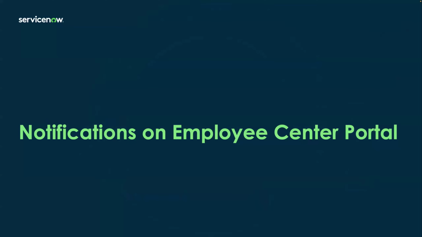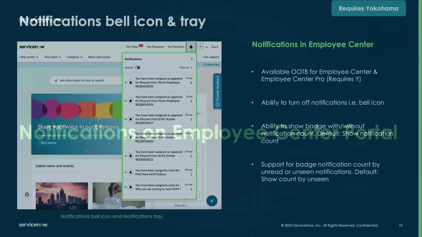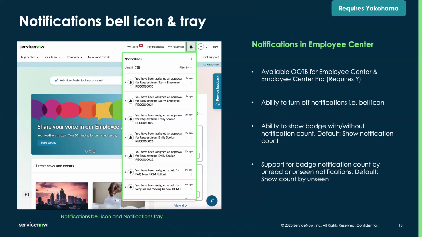So let's talk about the notifications on the Employee Center portal, and how the experience looks. At the surface, the experience is simple and familiar. A bell icon appears in the portal header. This is where users will find a notification tray that shows alerts for things like tasks or updates or approvals or comments on content. So as you can see in the screenshot, it brings all this information into one place. So users are not hunting around on different Employee Center portal pages or digging through different emails, right?